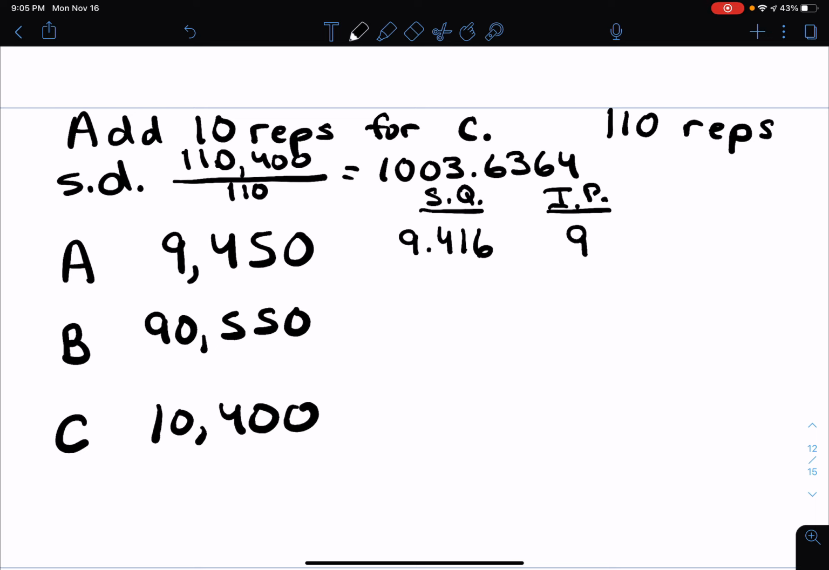I see IP now, I think Instant Pot. I don't know if anybody else has one of those, but anyways. All right, sorry.